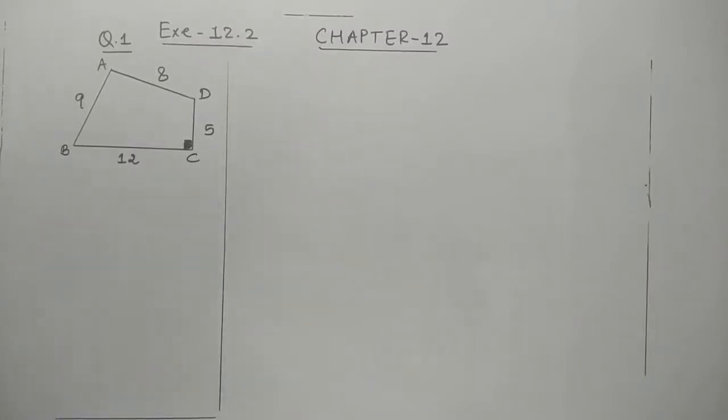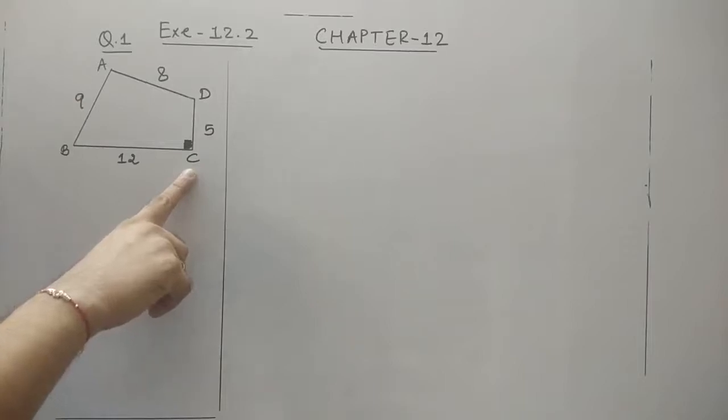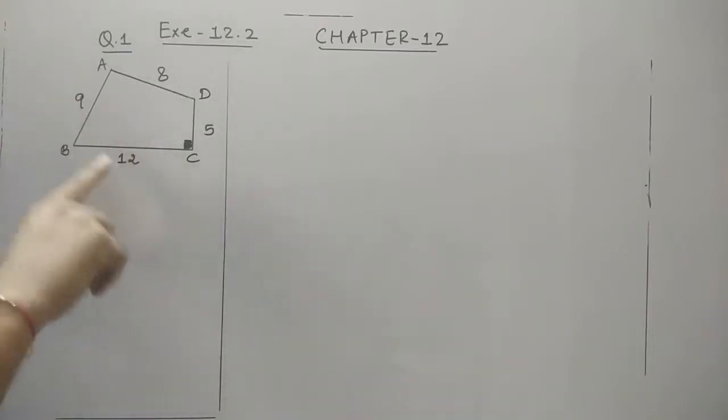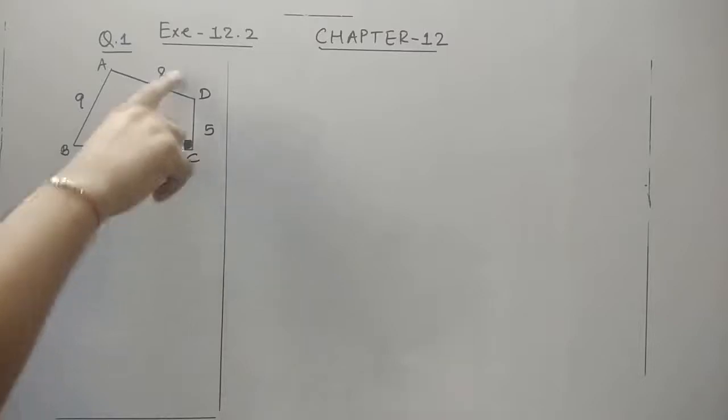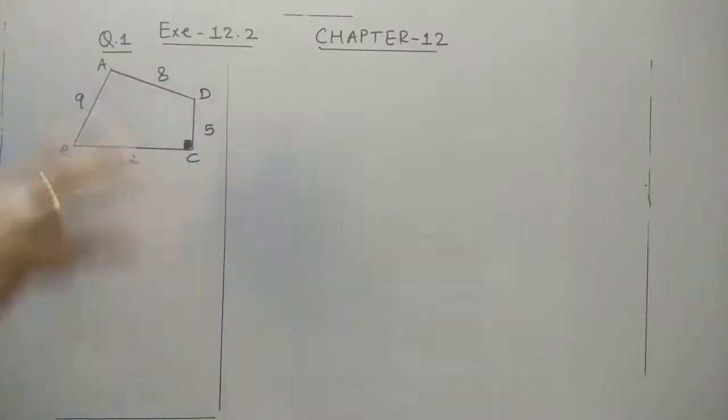It is given that a park is in the shape of a quadrilateral ABCD, where angle C is a right angle, the length of AB is 9 meters, BC is 12 meters, CD is 5 and AD is 8 meters. So we have to find the area of this quadrilateral. As Heron's formula is used for triangles only, this is the surprise: how can we find the area of this quadrilateral?